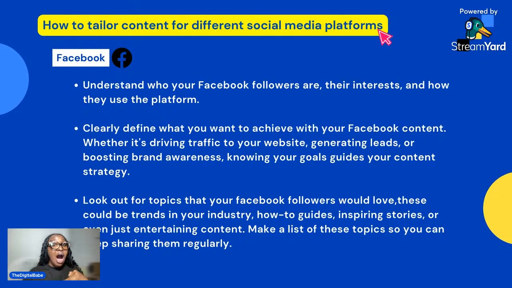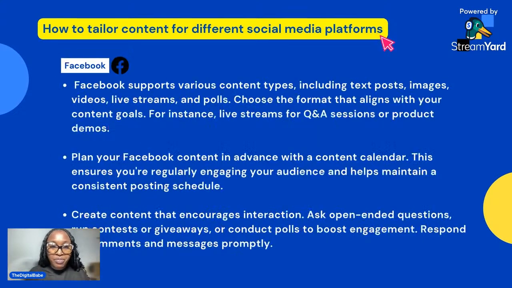Maybe it could be how-tos, it could be inspiring stories. Facebook people like all those things. They like motivating stories, they like memes, they like all these funny videos. So feed them with that, right? And make a list of topics that you would share with them regularly as well. Facebook also supports various types of content like text posts, images, live streams, and polls. Choose the format that you think will go best with your audience, and go with that as well.